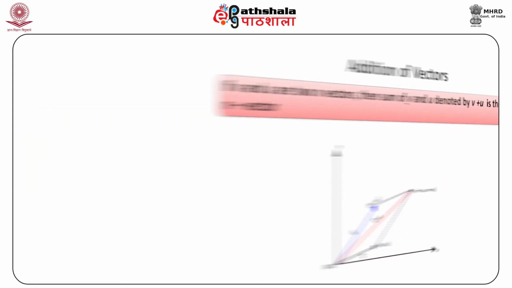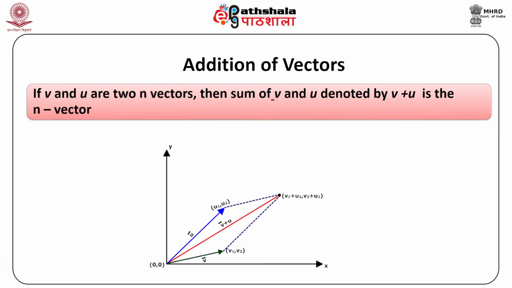Addition of vectors. If v and u are two n-vectors, then the sum of v and u, denoted by v plus u, is the n-vector obtained by adding each component of v to the corresponding component of u. v plus u is equal to (v1, v2, right up to vn) plus (u1, u2, right up to un), which is equal to (v1 plus u1, v2 plus u2, right up to vn plus un).